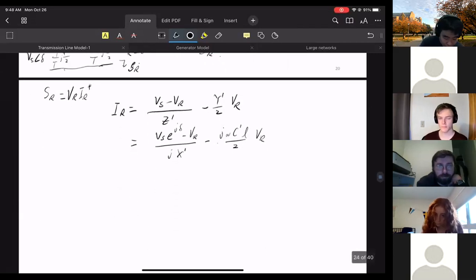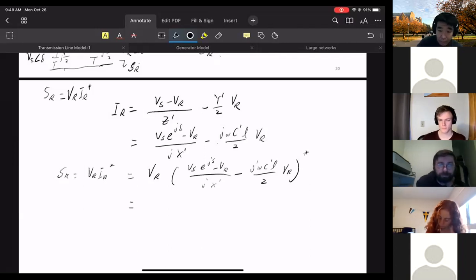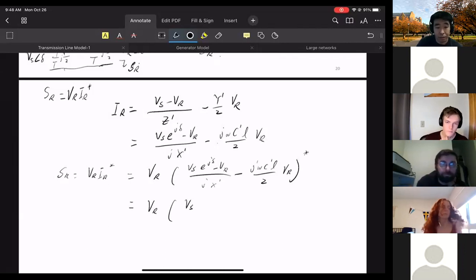SR is Vr Ir star. So let's take the star of this: Vr times the bracket of Vs e to the j delta minus Vr over jX prime minus Y prime over two Vr, all conjugated. So what happens when you take the complex conjugate of this whole thing? What do I get?